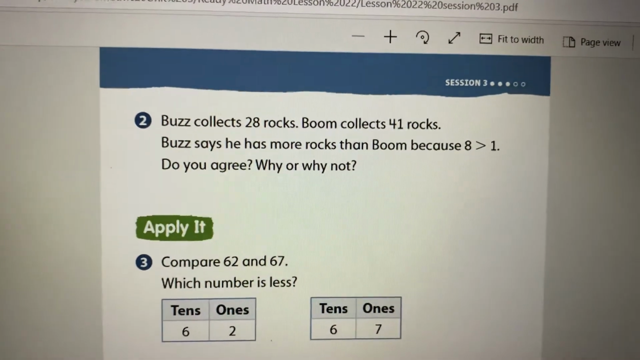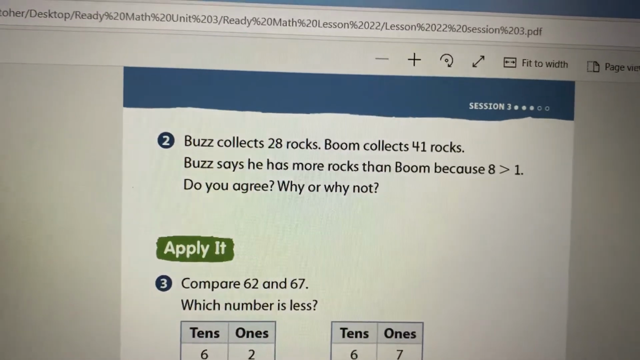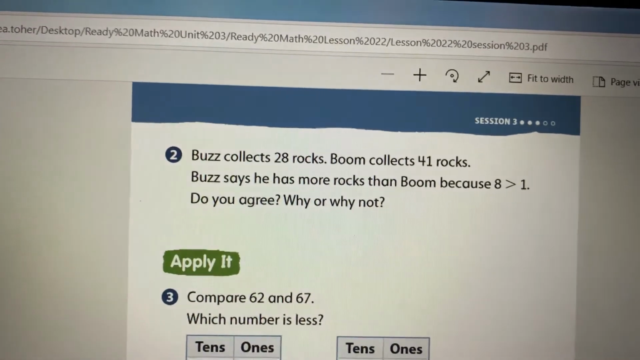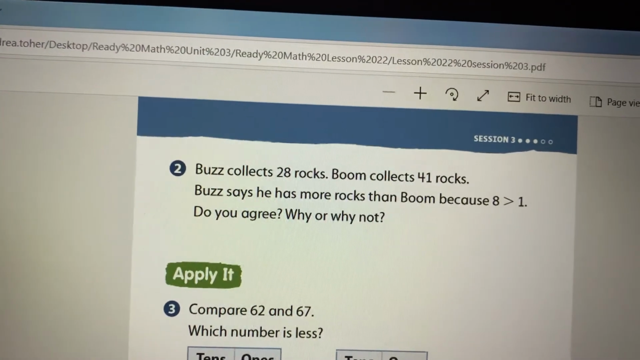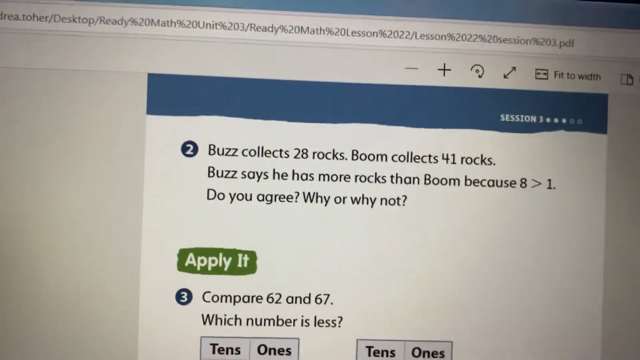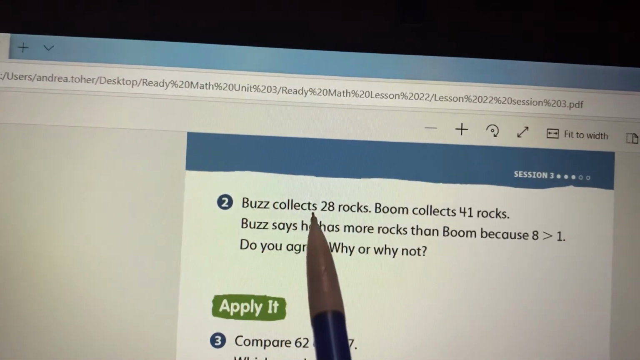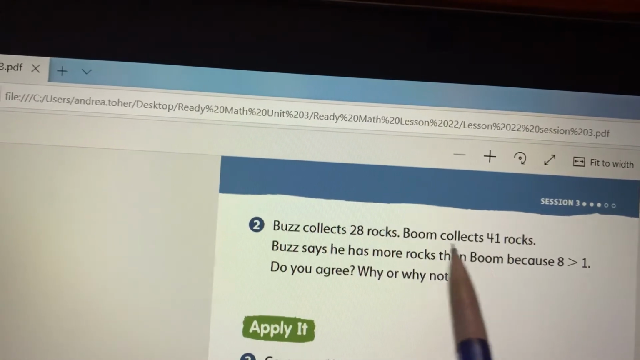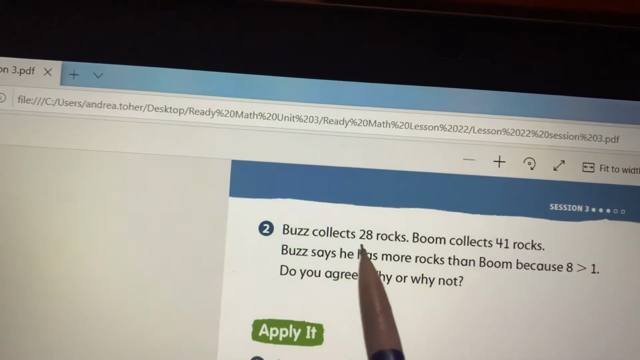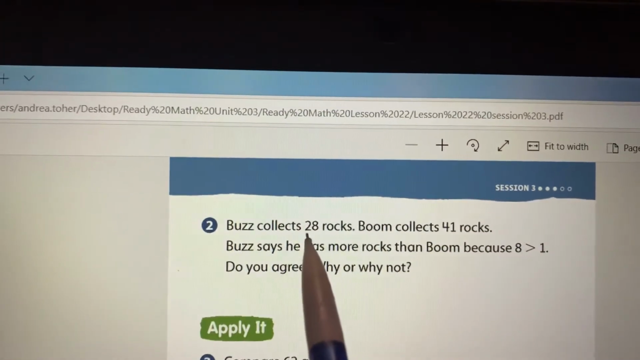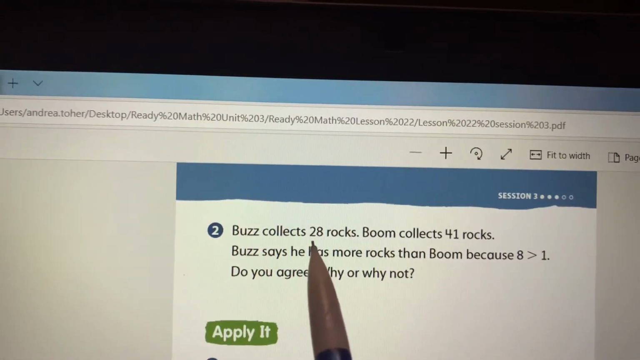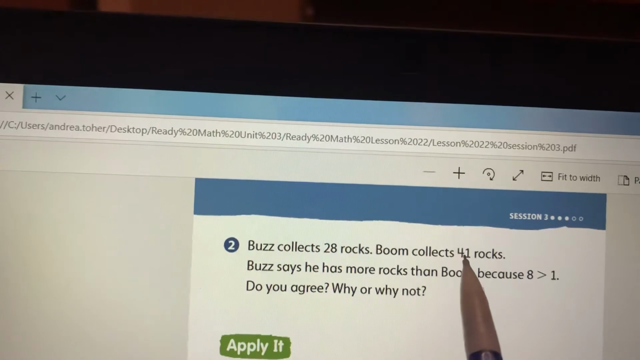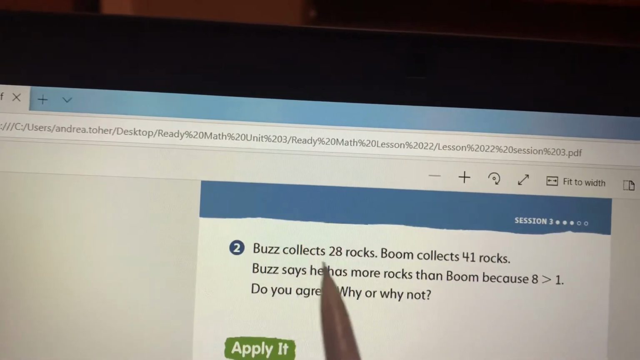Okay, now, Buzz is right about one thing. He is right that 8 is greater than 1. So that's correct. But if you look at Buzz's tens, he has only 2 tens. Boom has 4 tens. So we have to look at our tens first. The only time Buzz would be right is if his number in the tens spot, which is 2, was the same, and they're not the same. Boom has a lot more rocks than Buzz.